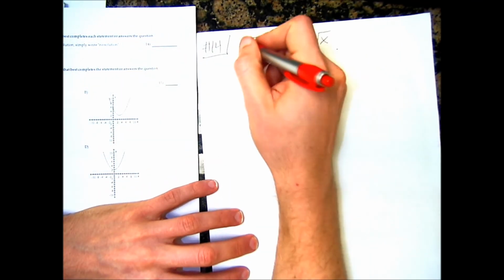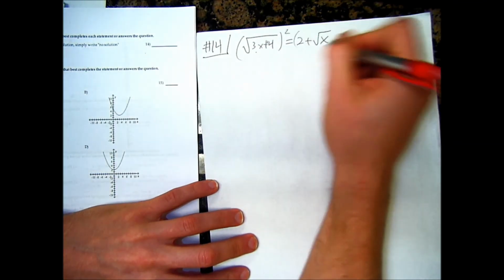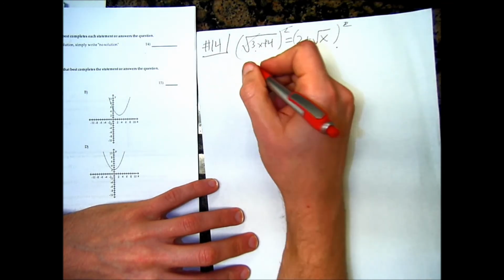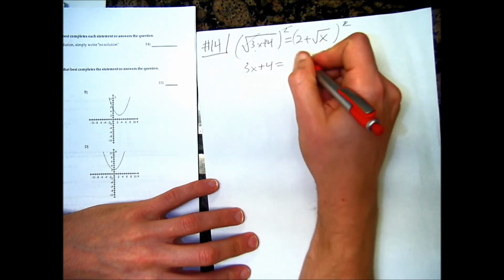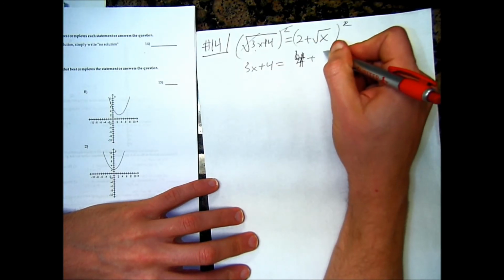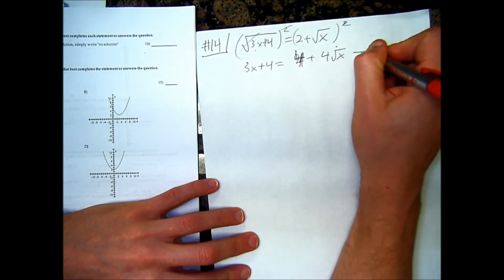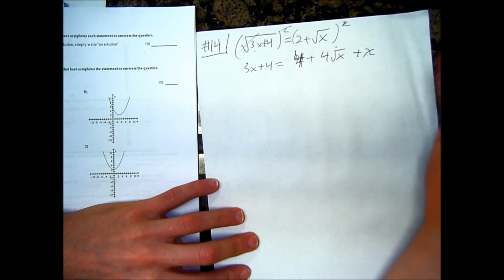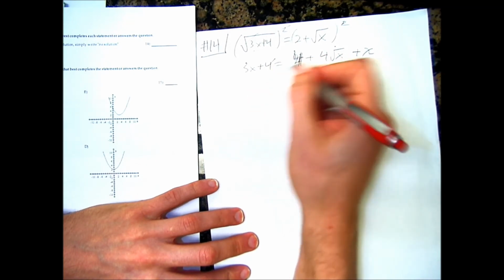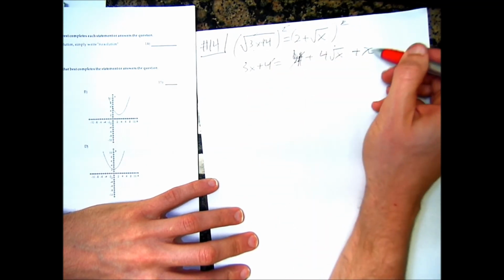So we square both sides right off the bat because I already have one of the radicals by itself. And I get 3x plus 4 equals 4 plus 4 times the square root of x plus x, if I combine like terms. Subtract 4 from both sides. Subtract x from both sides.